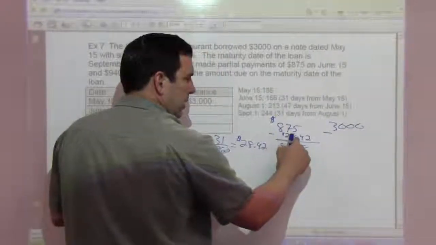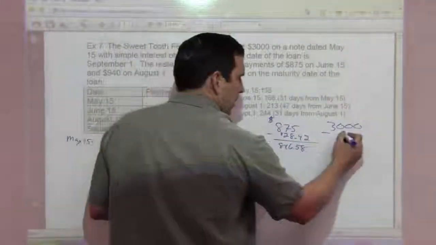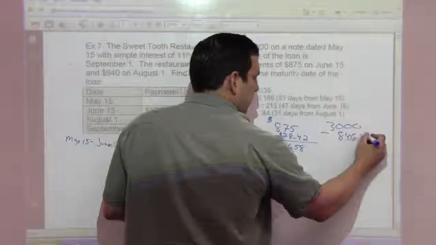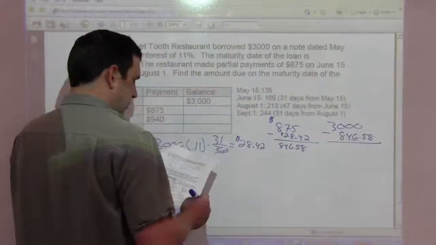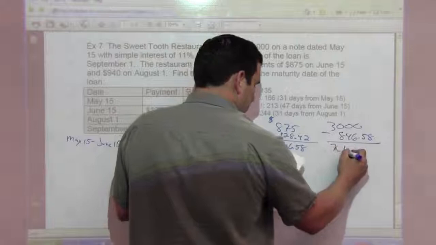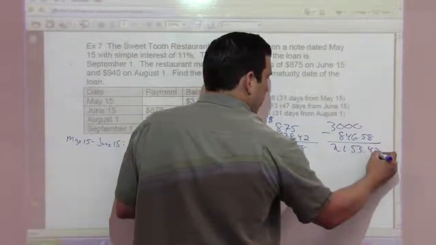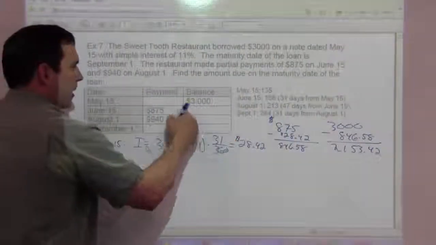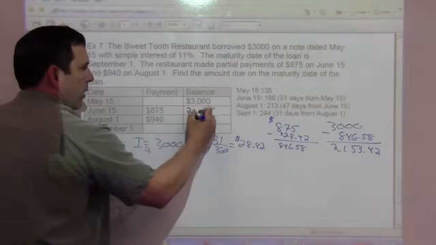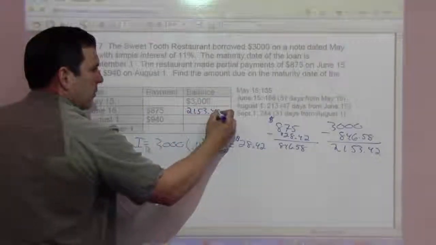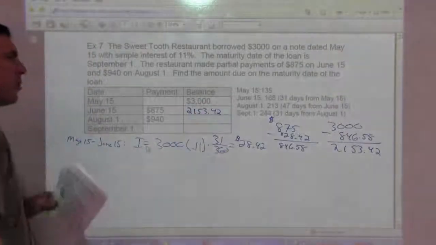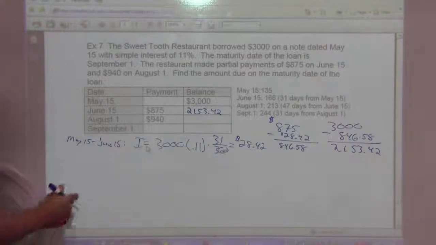So from the $3,000, we subtract what's left of the principal. That was interest. This is what's left. It goes to the principal, $846.58, and we have $2153.42. So the balance after making this payment is $2153.42 because $28.42 was paid in interest.